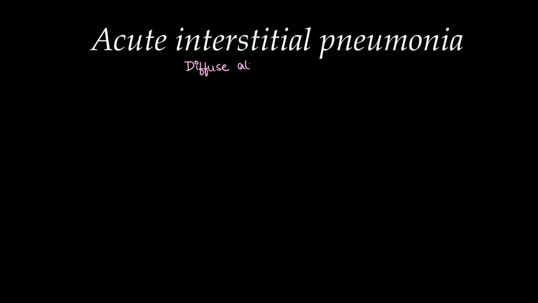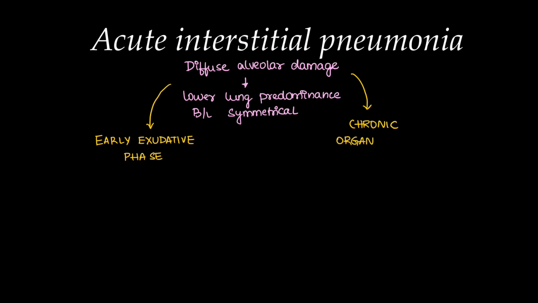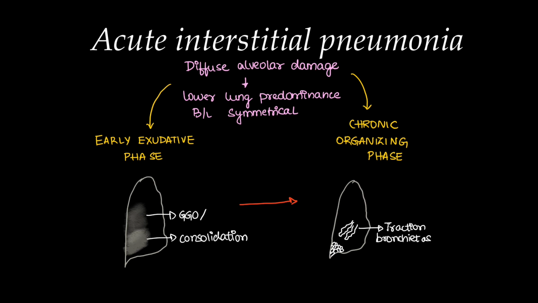Next we have acute interstitial pneumonia. It's of course idiopathic. Pathology is diffuse alveolar damage with lower lung predominance and bilateral symmetrical opacities. In the early exudative phase of this disease, we can see ground glass opacities progressing to consolidation. Next, in the chronic organizing phase, there will be changes like honeycombing and traction bronchiectasis, which are the end spectrum of this disease.